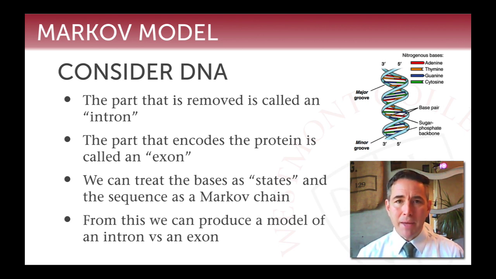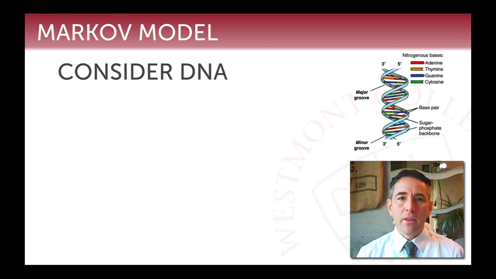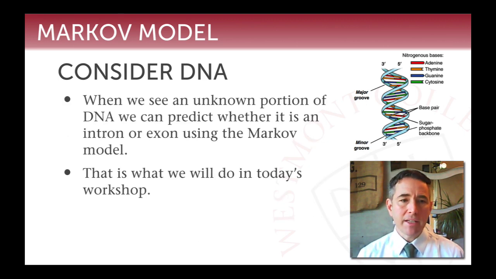So if we treat those bases as states in a Markov chain, from this we can produce 2 Markov models. One model which represents an intron, and another model which represents an exon. Then, if we look at a DNA helix that we've never seen before, some unknown portion of DNA, we can use those 2 Markov models that we've trained on known DNA regions in order to predict whether or not a section of DNA is an intron or exon. And we'll do that in a kind of toy example in today's workshop. So in the little workshop activity that we do, we'll explore some of these issues about the Markov chain more explicitly. Okay?